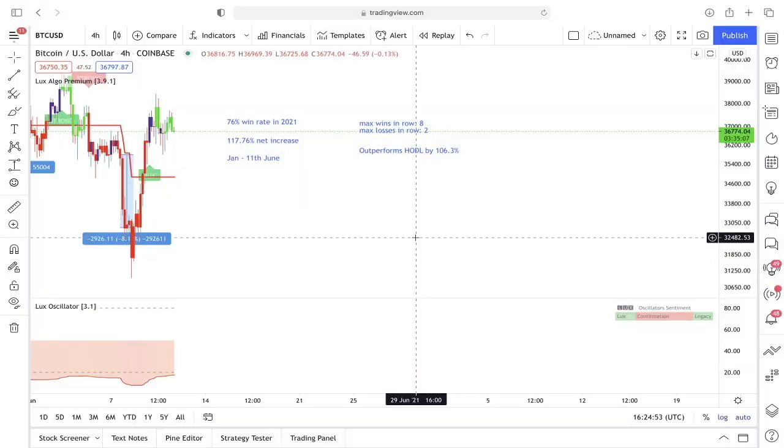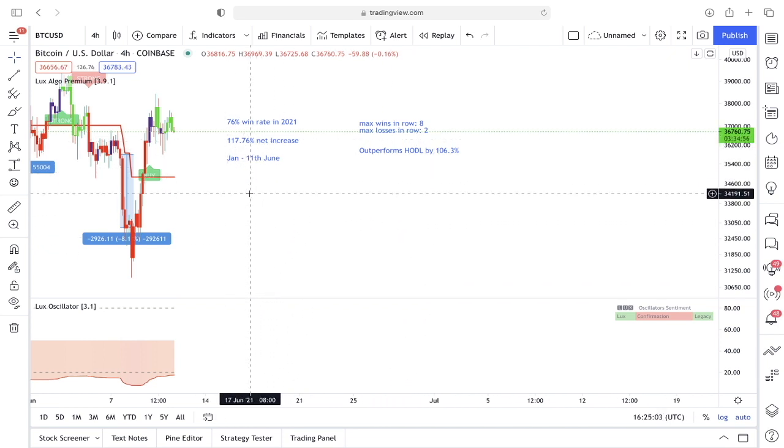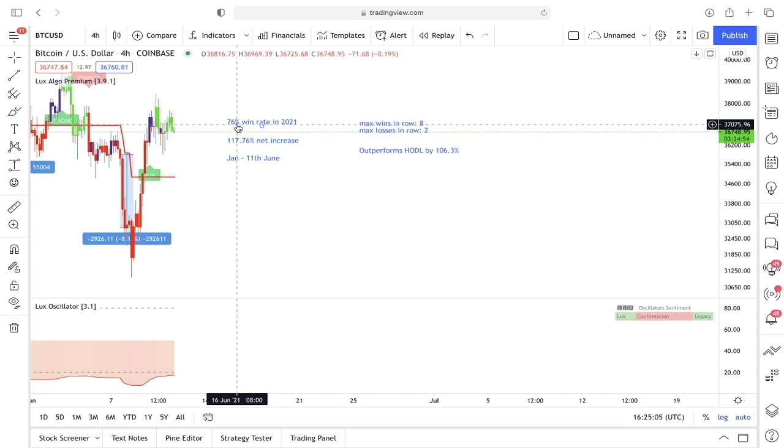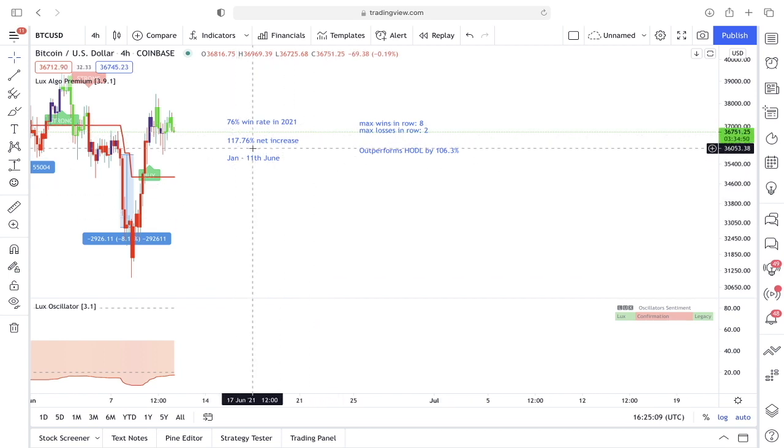Okay guys, the backtest is complete. I backtested the entire year, so I went back to January and we went all the way to the current day, 11th of June. In that period, we saw a 76% win rate in 2021 and a 117.76% net increase. And that assumes no compounding of the account. So it's possible that could be a lot more if actually traded by a person.